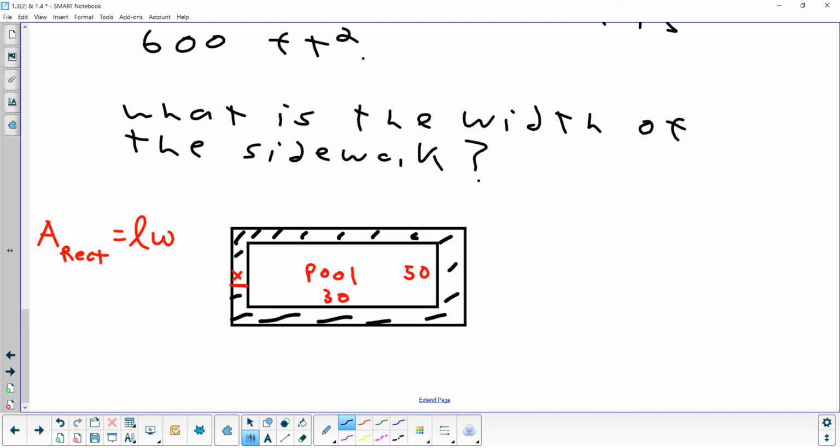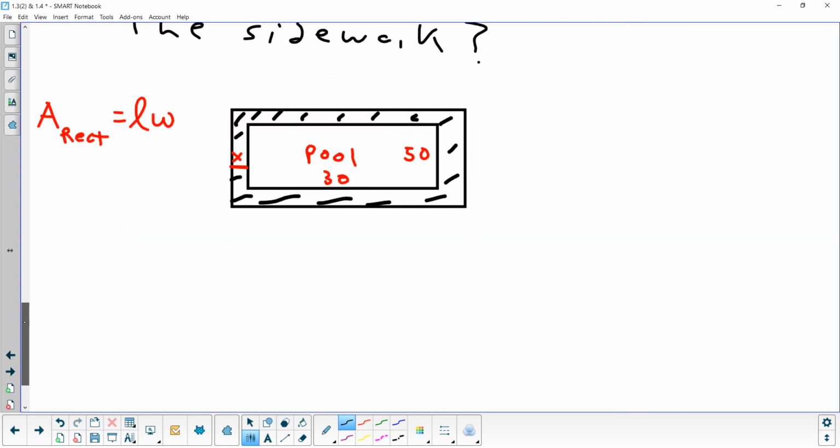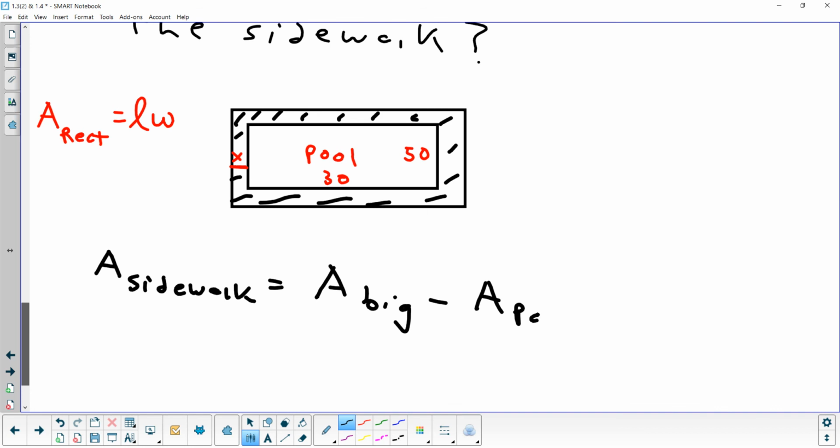How could you find the area of that sidewalk if you knew the area of the big rectangle and the small, well, we'll say the pool, right? Like the big rectangle and the small rectangle. Yeah. Subtract the big rectangle's area minus the small rectangle's area. So the area of the sidewalk is equal to the area of the big rectangle minus the area of the pool. Now we just need to fill that equation in and solve it.